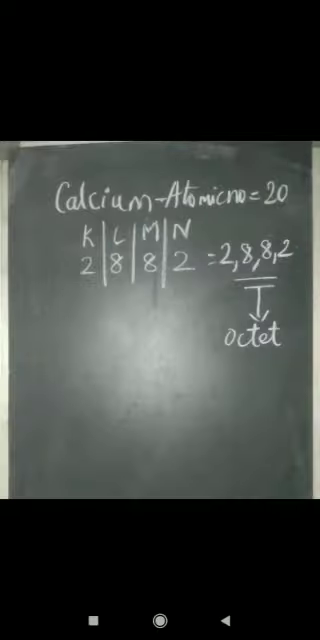Now let us say calcium. Calcium's atomic number is 20. So K shell will have 2 electrons, L shell will have 8 electrons, M shell will have 8 electrons. Still 2 is left, so 2 goes into the N shell. The N shell is having 2 electrons. Now the question arises, M shell is having the maximum capacity of 18 electrons. So why did we not write it as 2, 8, 10?